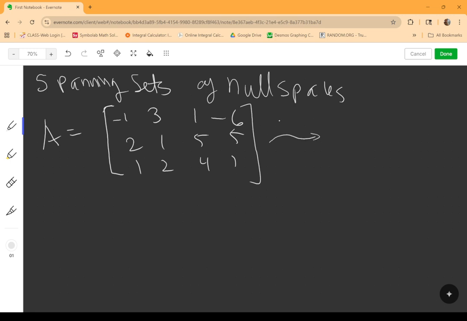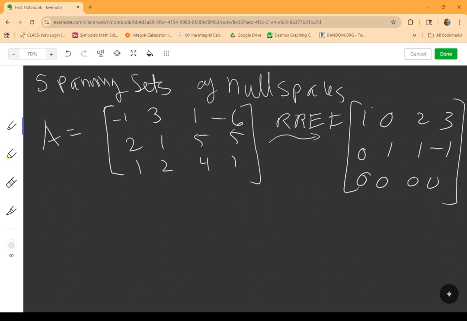We would reduce row echelon form this matrix, and this will reduce to 1, 0, 2, 3, 0, 1, 1, -1, and then a row of zeros. So we have two pivots, and let's say we have three free variables, right? We could say, all right, we have x4 to be s, x3 to be t, or again, just leave them as x3, x4, right?